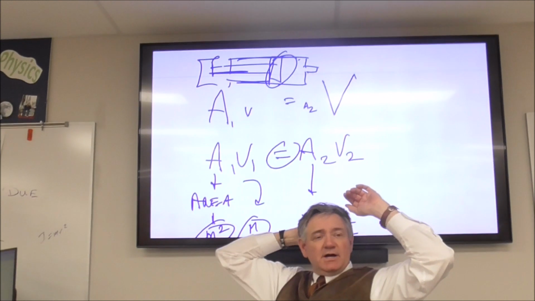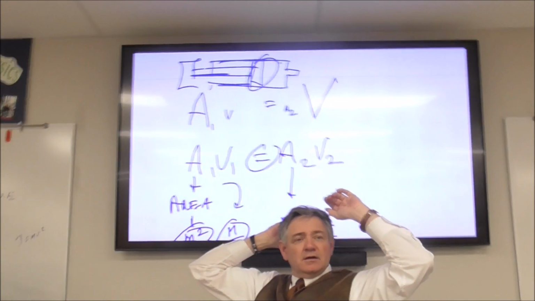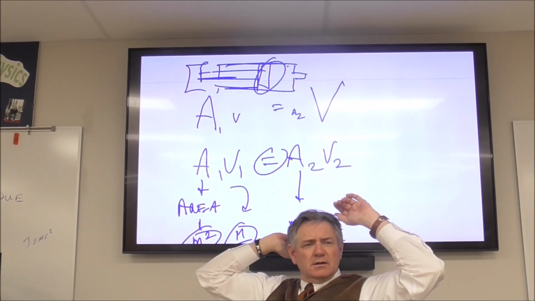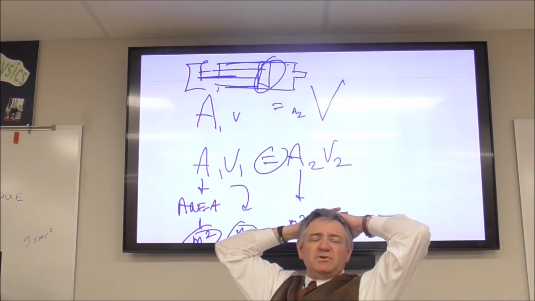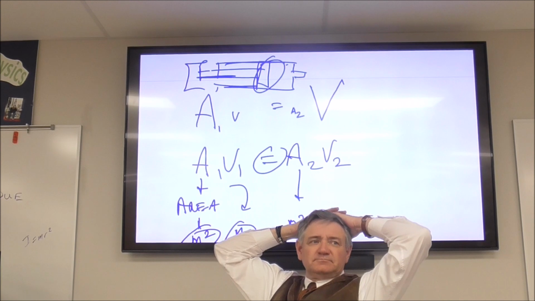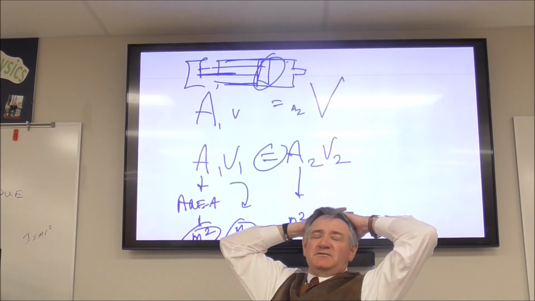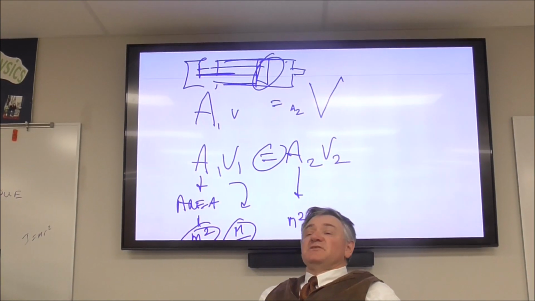Continuity? V equals V naught plus AT. V squared equals V naught squared plus 2AD. Bernoulli's equation. Anyway, so that's the story.